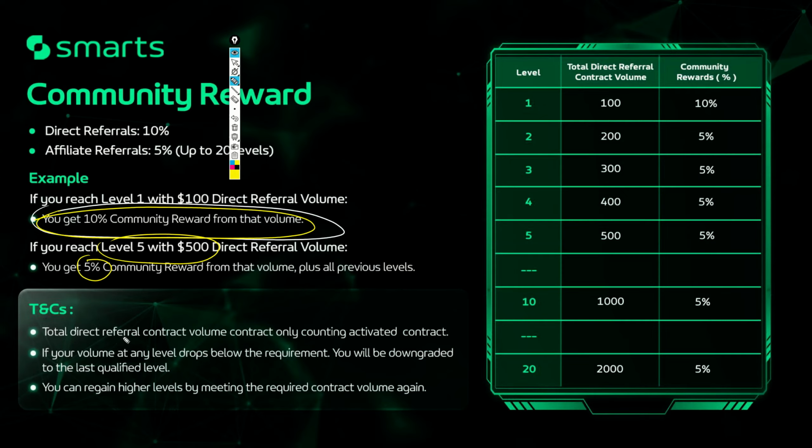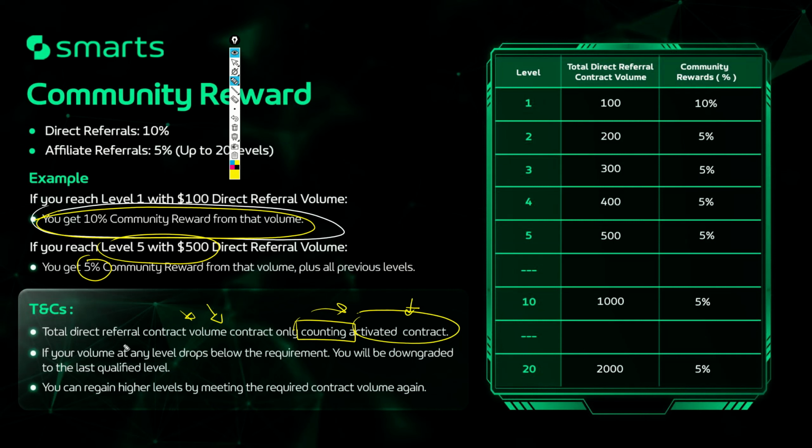The total direct referral volume only counts activated contracts. It only counts when the contracts are activated, so if people don't activate their contracts, you don't get anything from them, and neither do you if you have not activated your own contract as well. You cannot sell what you're not part of.